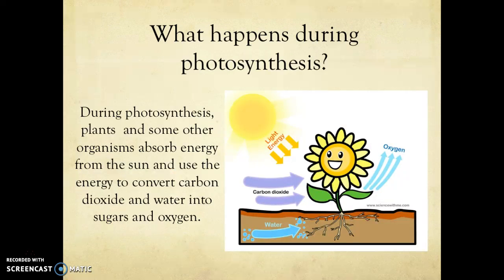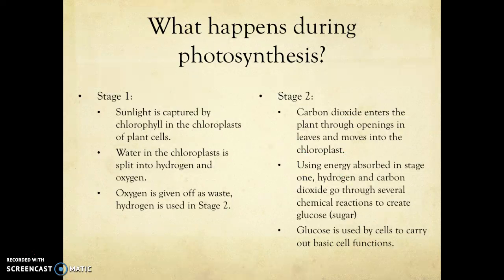So what happens during photosynthesis? Basically, plants and some other organisms like algae absorb energy from the sun, and they use that energy to convert carbon dioxide and water into sugars, which is where they get their energy, and also into oxygen, which is given off as a waste product. This is kind of a long chemical reaction, and it happens in 2 stages.